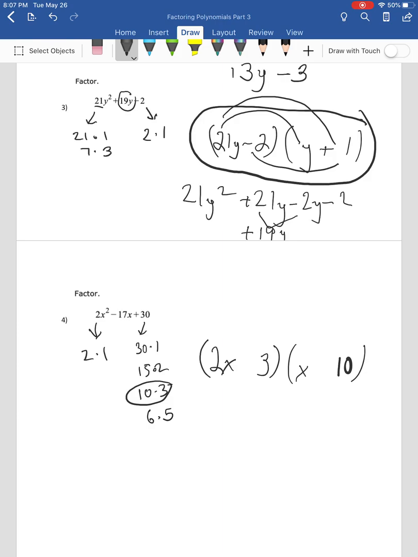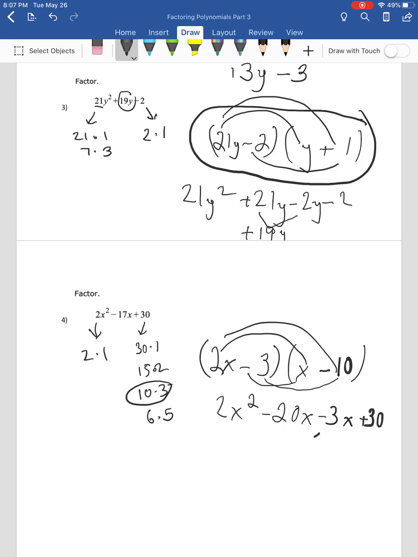If you look at your signs, actually 2 are positive and 1 is negative. We have a negative in the middle, and we need it to multiply to a positive. So we can either have negative negative or positive positive. Let's try negative negative. That'd be 2x squared minus 20x minus 3x plus 30. That's going to make minus 23x. Not what we want.